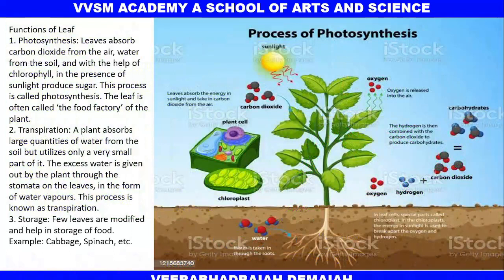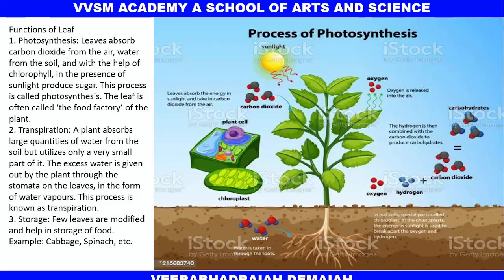Process of photosynthesis. In photosynthesis, leaves absorb carbon dioxide from air and water from the soil, and with the help of chlorophyll in the presence of sunlight produce sugar. This process is called photosynthesis. It is the food factory. Transpiration. A plant absorbs large quantities of water from the soil but utilizes only a very small part of it. The excess water is given out by the plant through the stomata on the leaves in the form of water vapors. This process is known as transpiration.